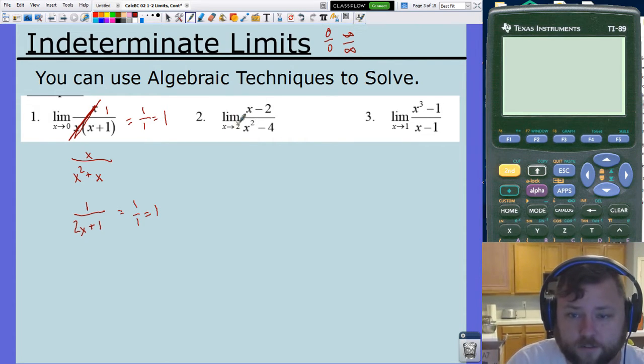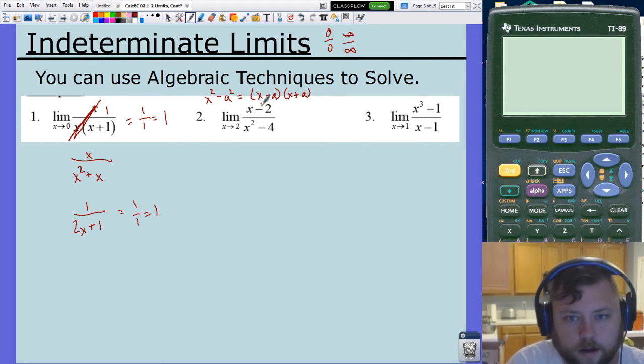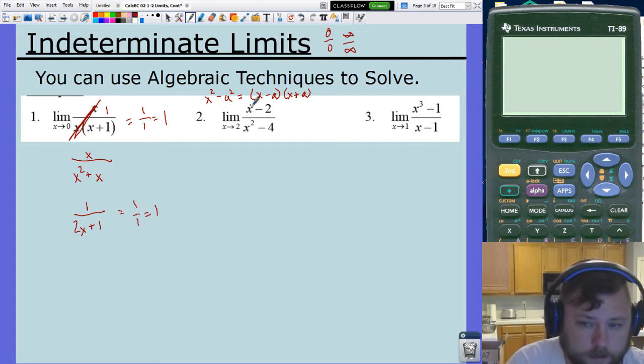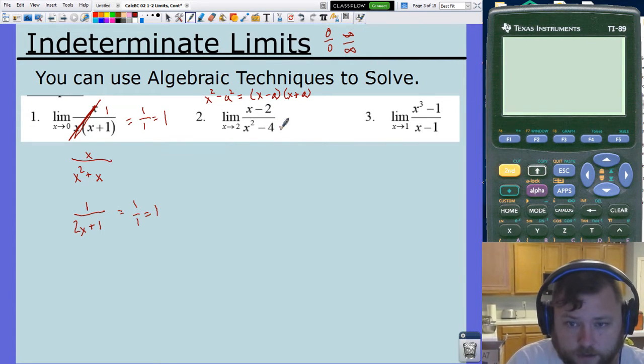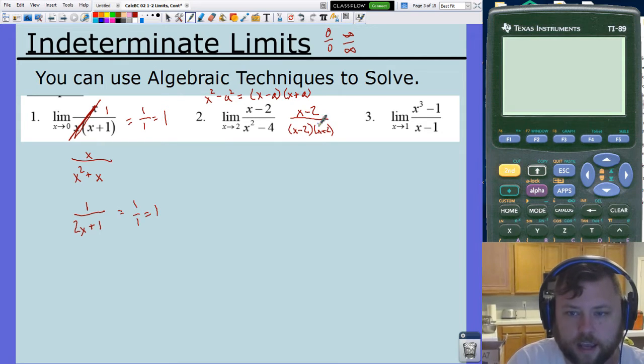This next one, you have to remember something called the difference of squares. The difference of squares is x squared minus a squared, usually it's a letter or something, which factors to x minus a times x plus a. This concept comes up a lot in algebraic tricks and SATs and any placement tests you do for college. So know this. This is a difference of squares, so I can factor the bottom to x minus 2 times x plus 2. And you'll notice the x minus 2 can cancel, so I'm left with 1 over x plus 2, and you plug in the 2, it's going to be 1 over 2 plus 2, 1 over 4, for your answer.